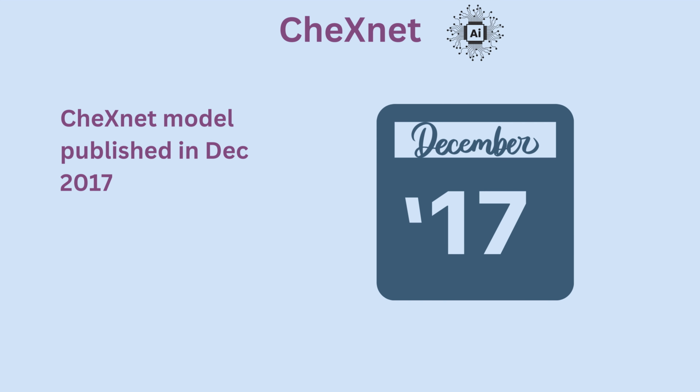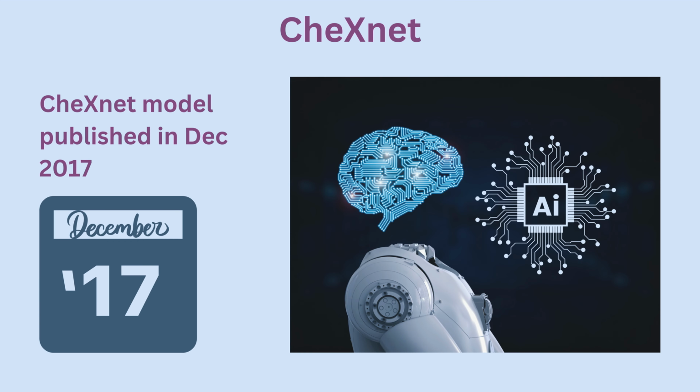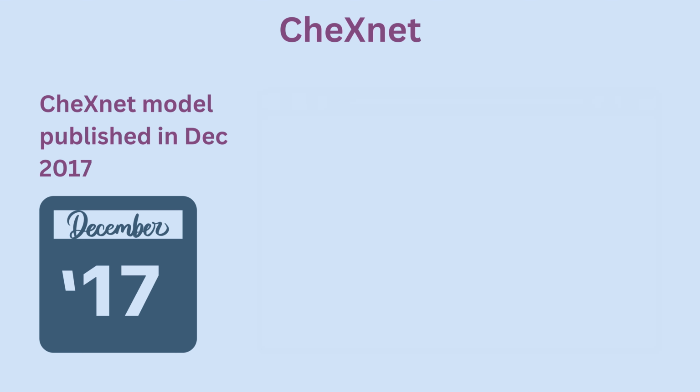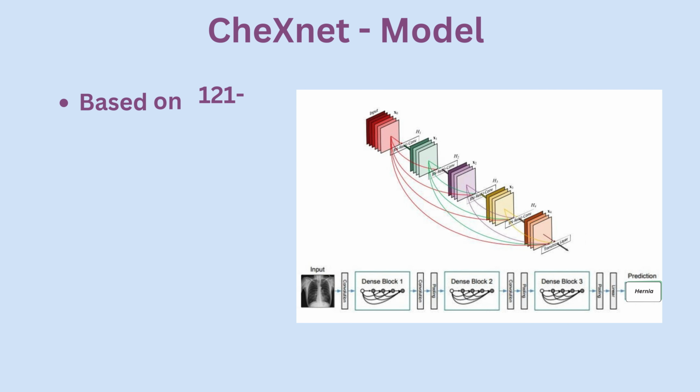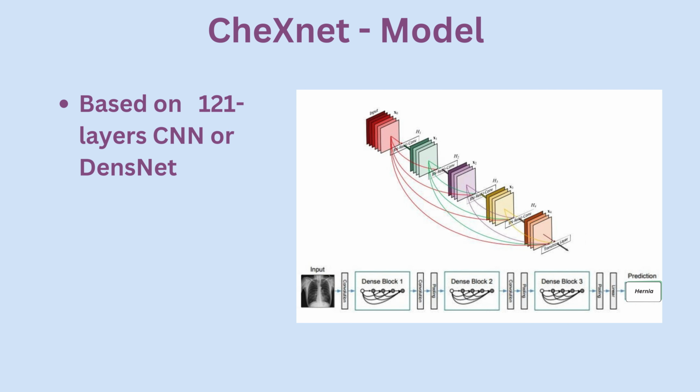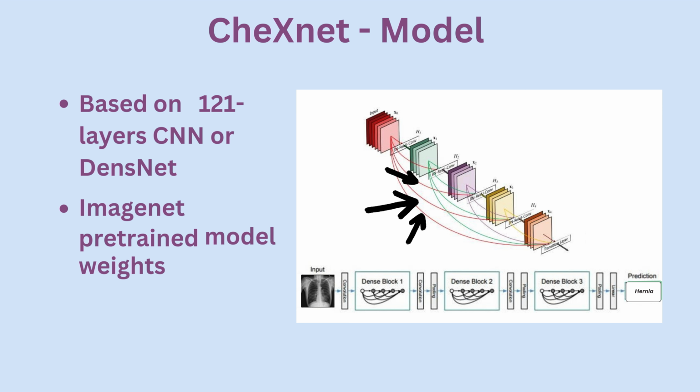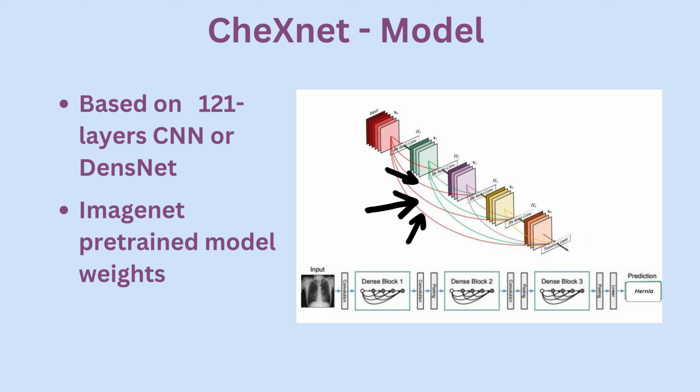In December 2017, CheXNet was introduced, built on the ChestX 14 dataset. During the study they compared CheXNet model performance with 4 radiologists. This 121-layer dense convolutional neural network, or DenseNet, addressed a key deep learning challenge by enhancing information and gradient flow through its layers and using ImageNet pre-trained model weights, making it possible to optimize extremely deep networks.